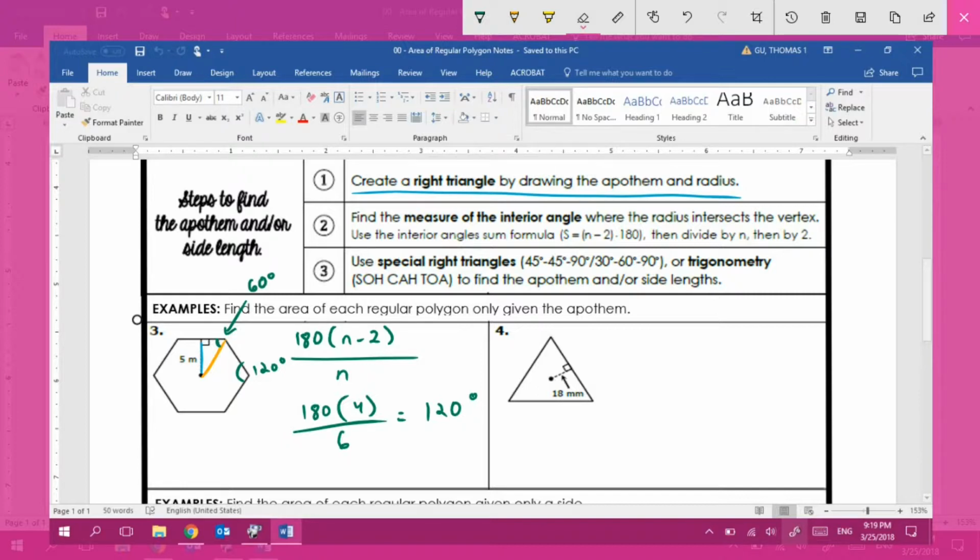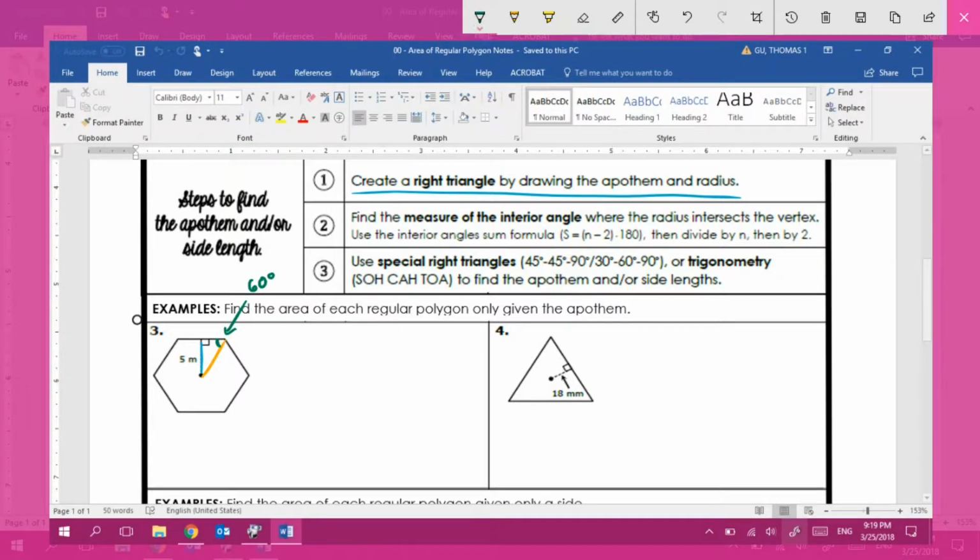So that's going to be how you find the interior angle of the vertex and radius intersection. Next, we found that, so we're going to have to use either our special right triangle properties, our 45-45-90 or 30-60-90, or trigonometry, SOHCAHTOA, to find the apothem or side length. So we're looking for the side length here.